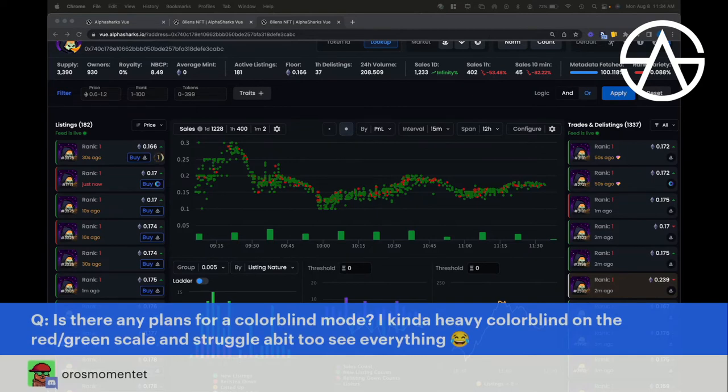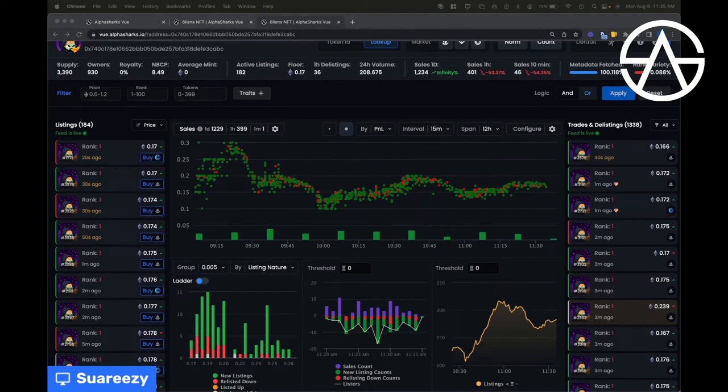Oreos asks: is there any plans for a colorblind mode? I'm heavily colorblind on the red and green scale and struggle a bit to see everything. Oh my goodness, that is definitely something I'll be passing to the team. So sorry about that. We're definitely trying to incorporate everybody that's utilizing the platform, so I'll be passing that to the team.